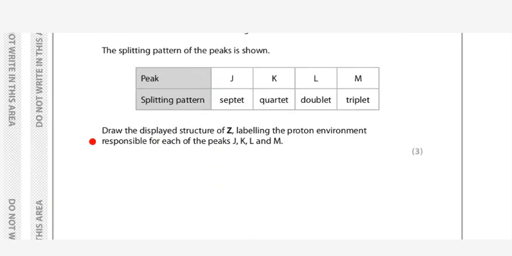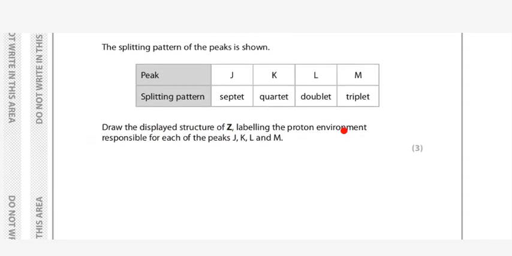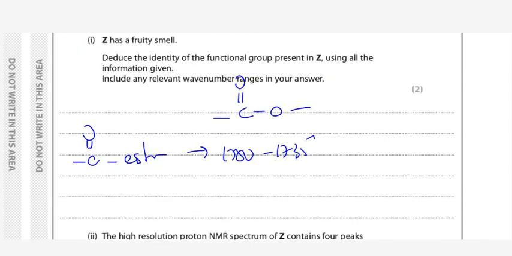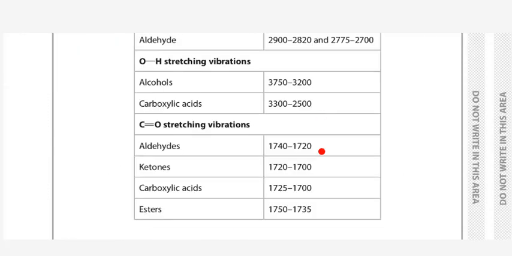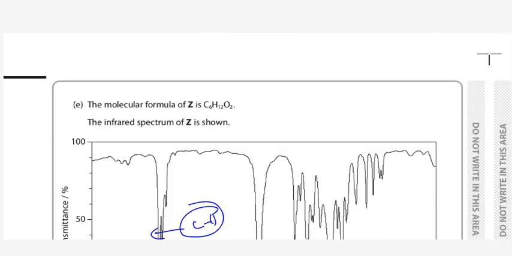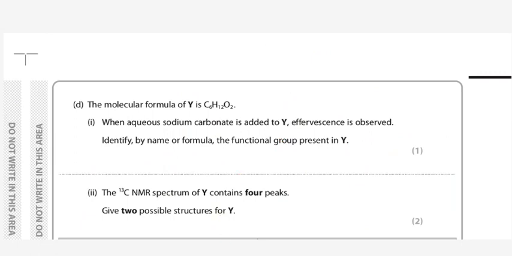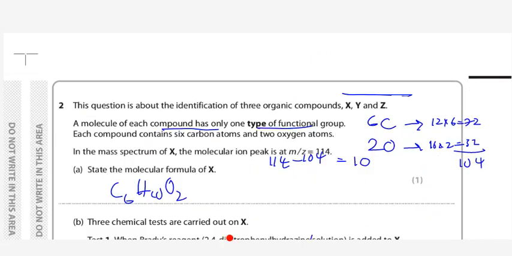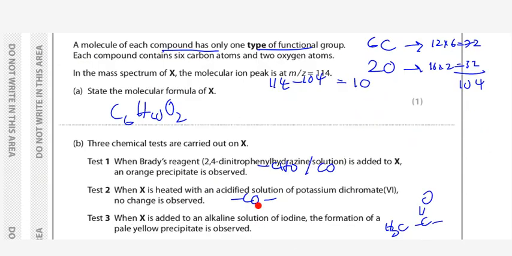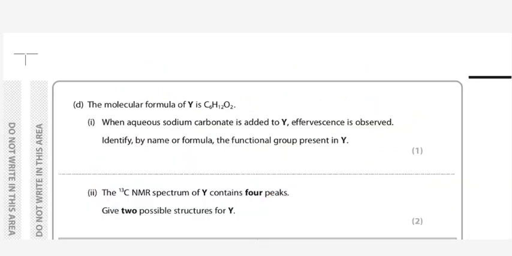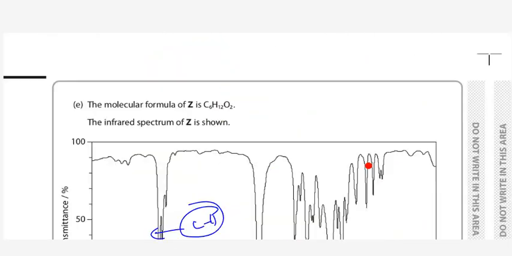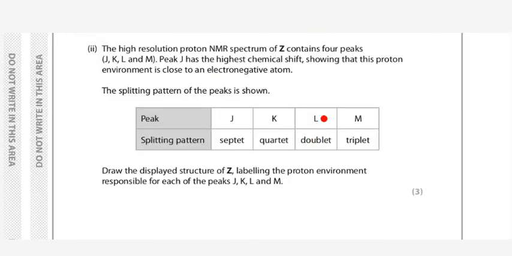How does one display the structure of Z, labeling the proton environment responsible for each peak? Now, is there any idea about the number of carbon and hydrogen? We don't know that, right? The dimension is all the same for all isomers. So anyway, let's see. This is an ester.